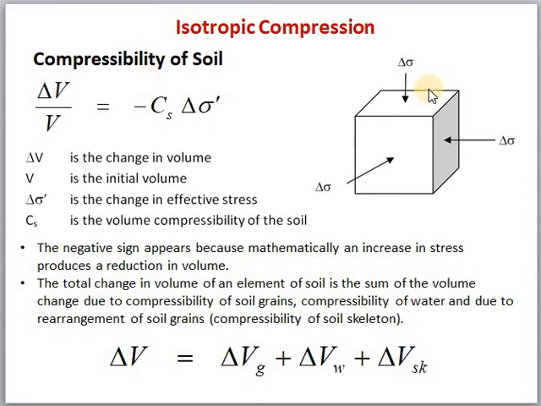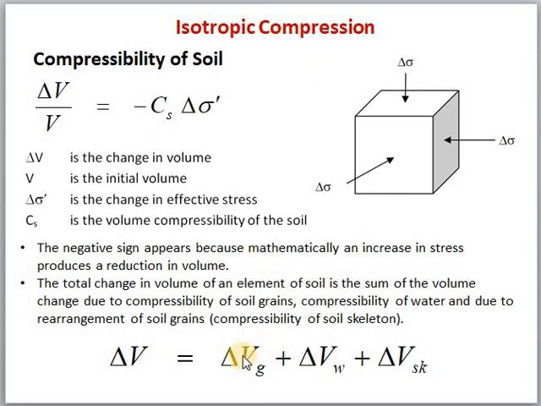Now this is a case of isotropic compression, that is, the change in stress is applied equally from all directions. So what is the total change in volume of a soil element? I already told you that soil comprises soil grains, water, air, etc. But here we are discussing a fully saturated condition. So the change in volume may be due to the compression of the soil grains, compression of water, as well as the compression occurring due to the rearrangement of the soil skeleton.